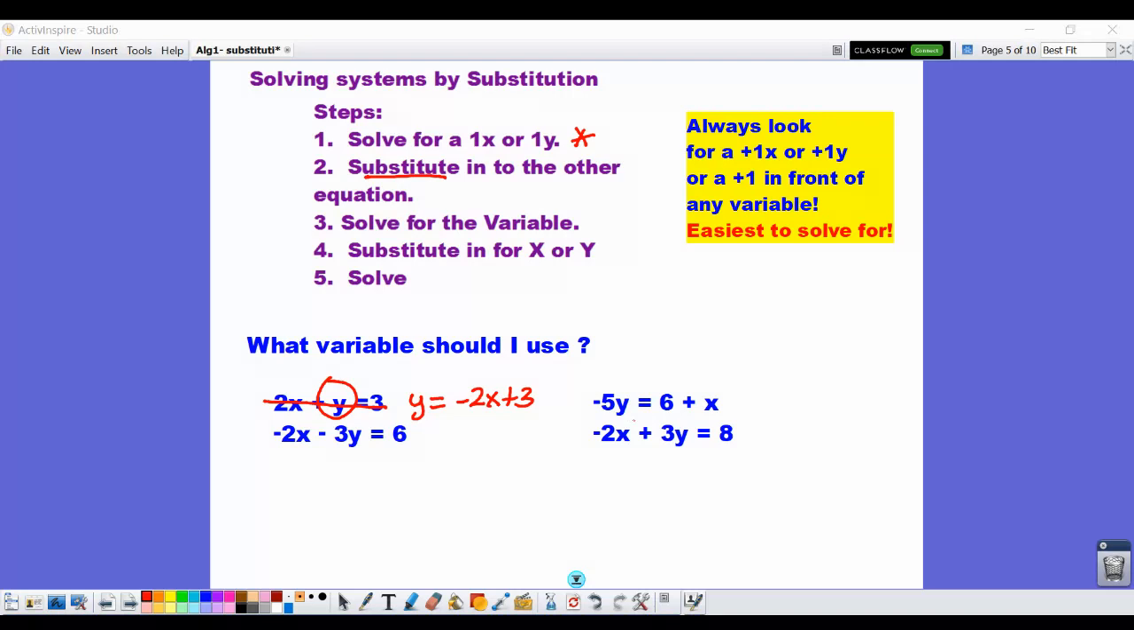The next one, I don't see a 1y, but I do see a 1x. So I can certainly solve for x. So negative 5y minus 6 is equal to the 1x. And this one is now gone. Okay? So it doesn't matter. We get to choose. And sometimes we're going to have to be looking for multiples to make it a little bit easier for ourselves as we start to solve. And we'll look at that as we go further today.